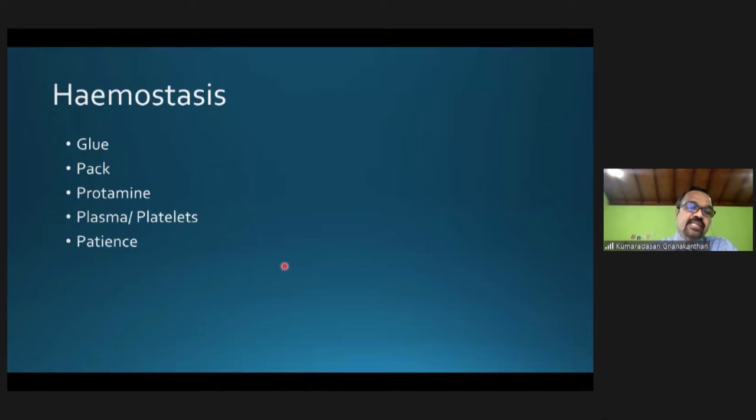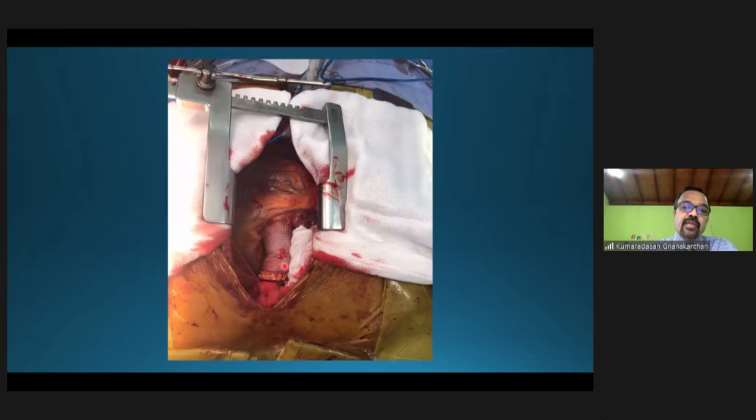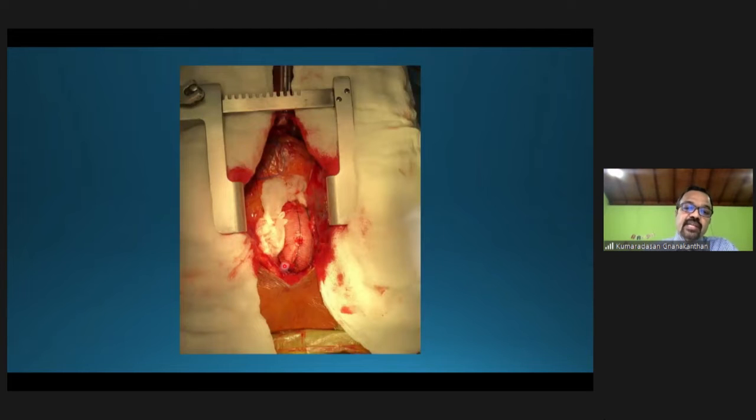Bioglues are available, Tisseel is available. You can apply glue, and then give protamine. And sometimes, if it is a longer procedure, you might have to give plasma and platelets, and then pack it and patiently wait for 4 or 5 minutes before taking out the packs. You don't need to remove the packs every second and look. You have to pack it and then leave it for some time, and most of the bleeding will settle on its own. So this is a picture at the end of the surgery.